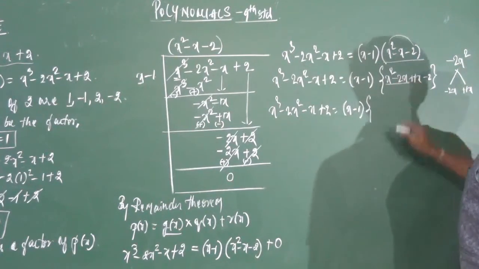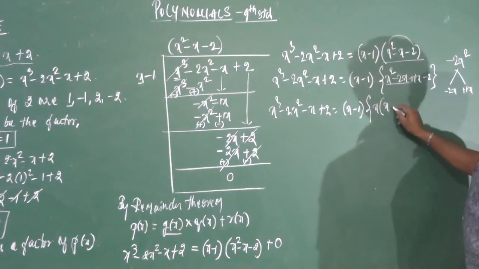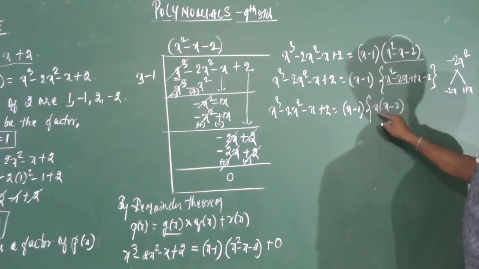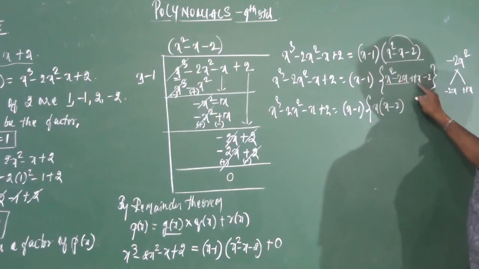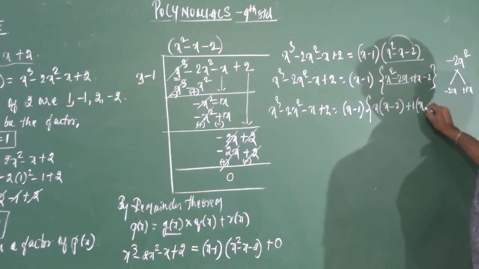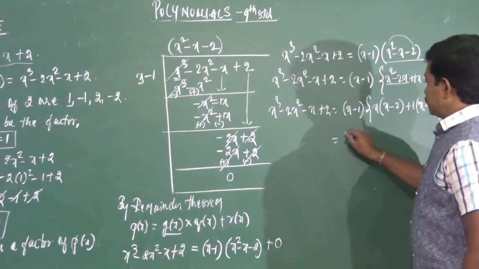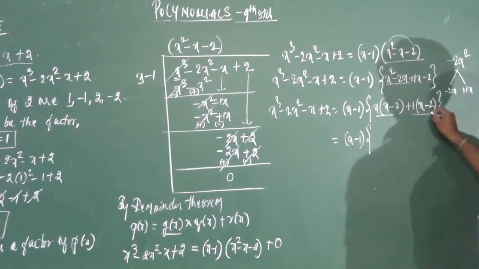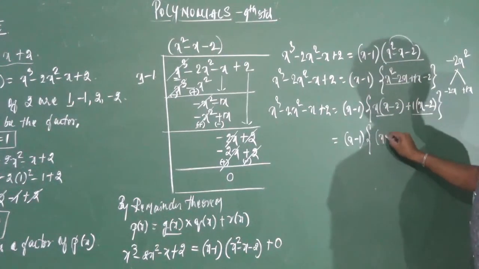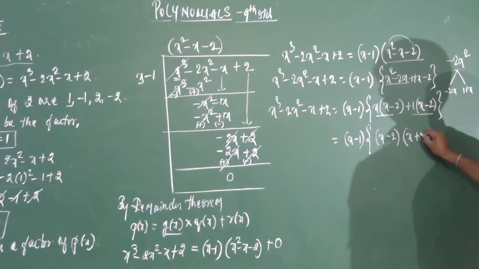out of these two I can take x as common. So when I take x as common I get x minus 2, that is x into x is x square, x into minus 2 is minus 2x. Here I don't have any common, I take 1 as common, x minus 2, okay? So it is equal to x minus 1 into, out of these two terms I can take x minus 2 as common, so x minus 2 into x plus 1 remains.